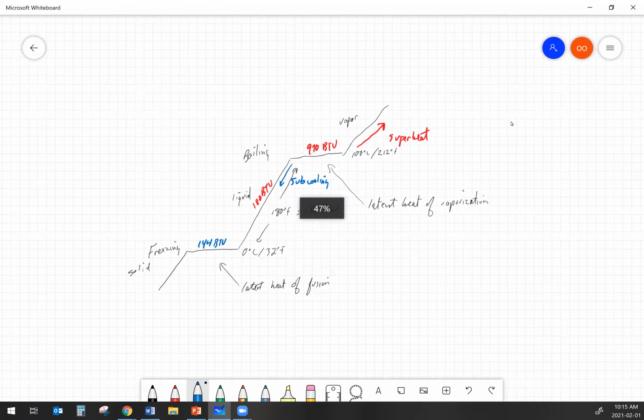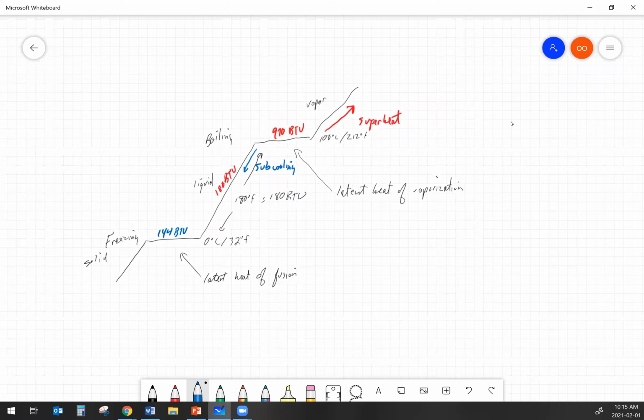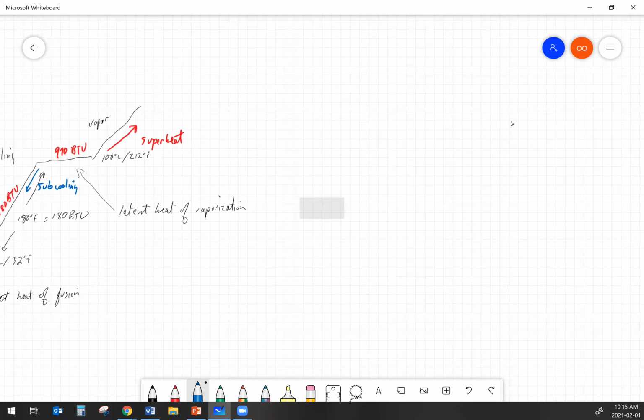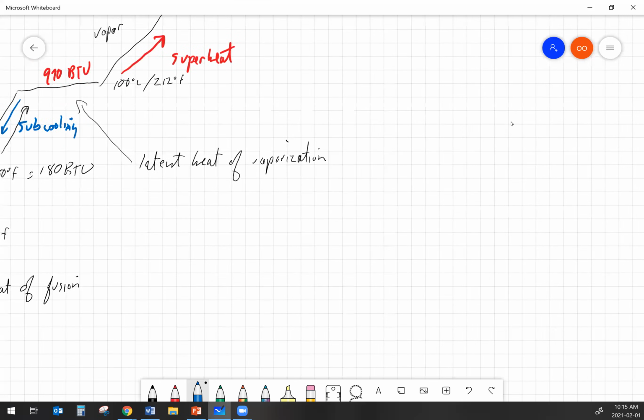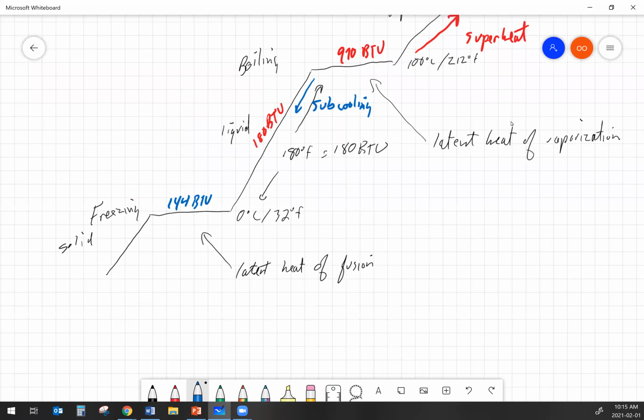So the next thing that we're going to look at here is what happens with an actual refrigeration system. What happens inside of there? And we're going to start off with a simple sketch of the major components, and we'll look at what happens in each area.